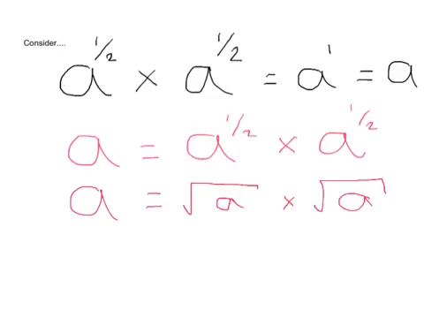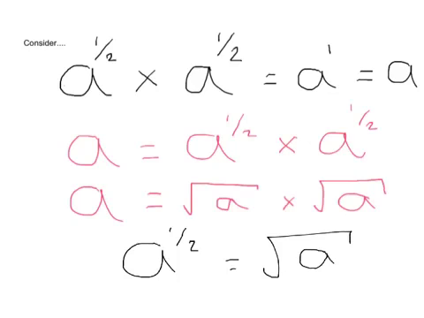So, we can just generalise from this. If these two are the same things, we're saying that a to the half is the same as the square root of a. And that's going to be our next idea that we're going to put in. So a to the half is equal to the square root of a.